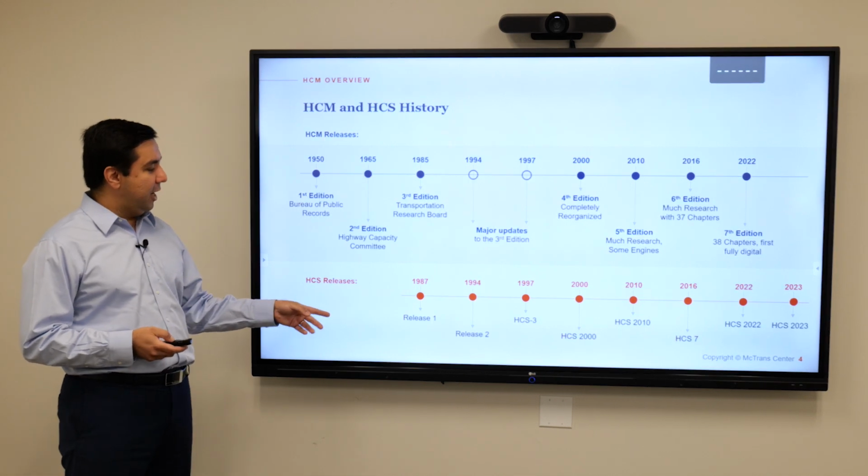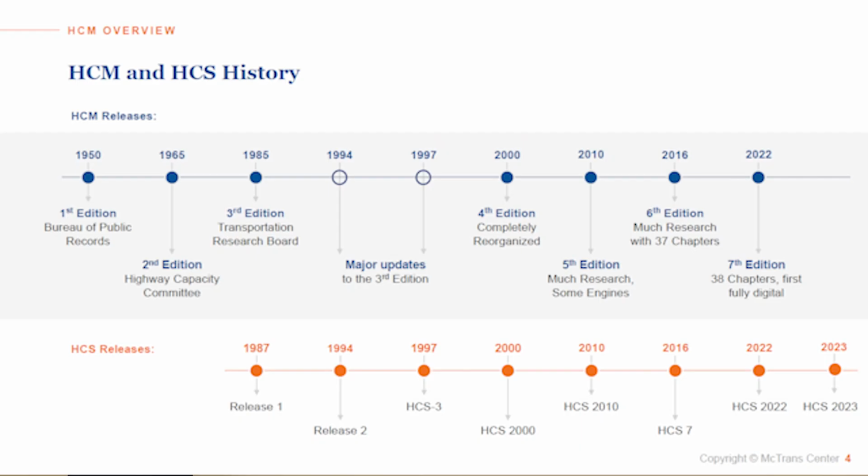On the bottom side, I'm showing the HCS releases, Highway Capacity Software releases, and basically the way that they correspond to different versions of the manual. I know that a lot of people are using software such as HCS for analysis of highway capacity manual methods. It's important for us to understand that we are using the correct version of the HCS that corresponds with the methodologies that we are intending to utilize from the manual.